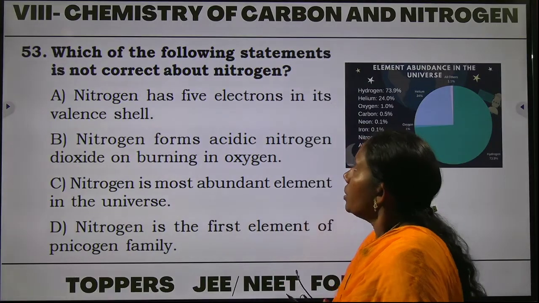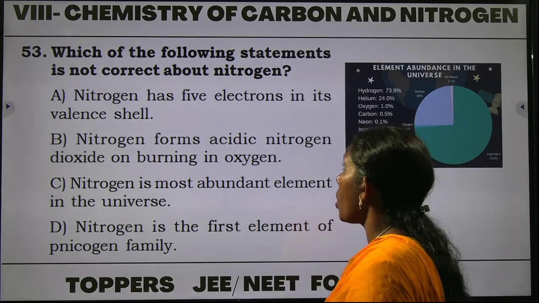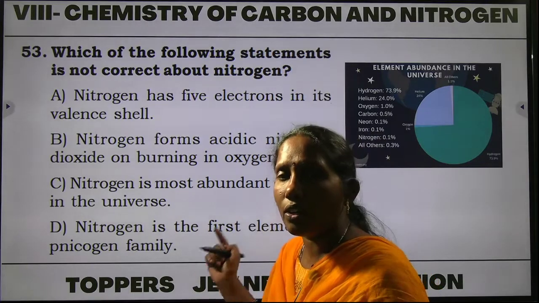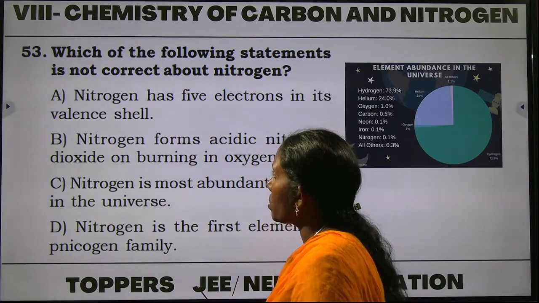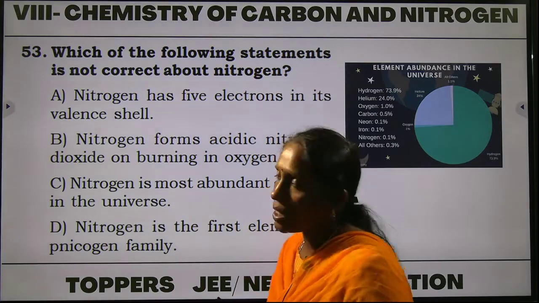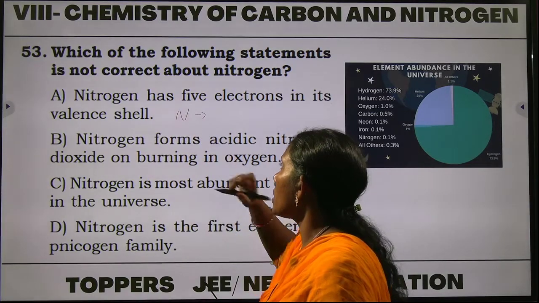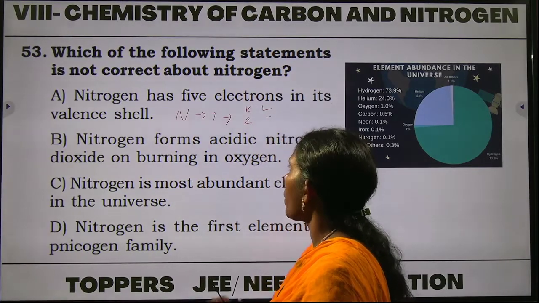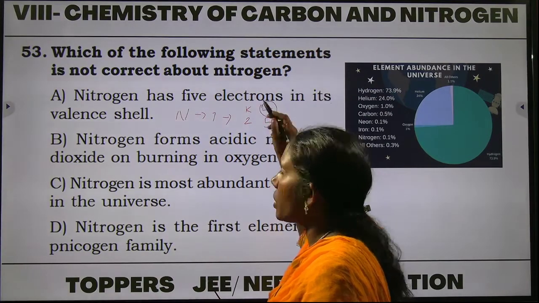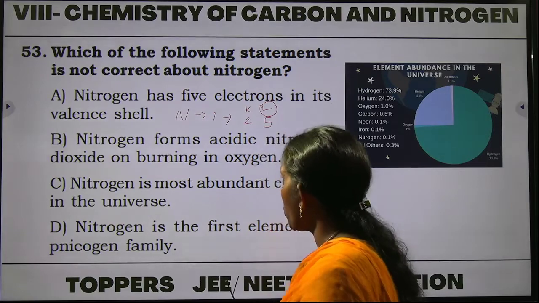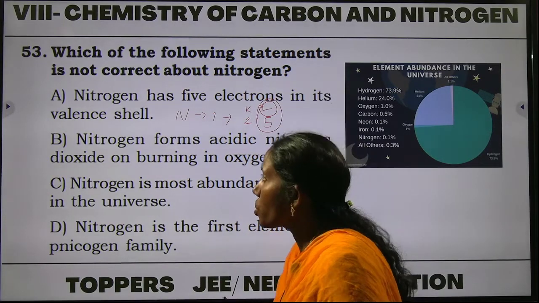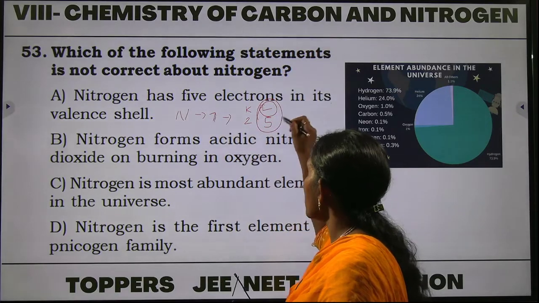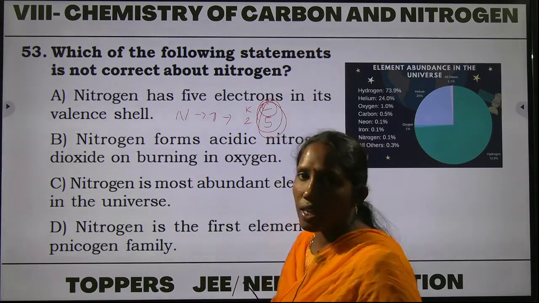Okay. Next question. Which of the following statements is not correct about nitrogen? In the given 4 options, which one is not correct regarding nitrogen, we have to find out. Let us see the first option. Nitrogen has 5 electrons in its valence shell. Yes. What is the atomic number of nitrogen? Nitrogen's atomic number is 7 and its electronic configuration is K shell 2 electrons, L shell 5 electrons, right? So the last shell is the L shell, that is called the valence shell, or outermost shell. The electrons present in the outermost shell are called outermost electrons or valence electrons. So according to the atomic number and the shell configuration, 5 electrons in its valence shell is correct.